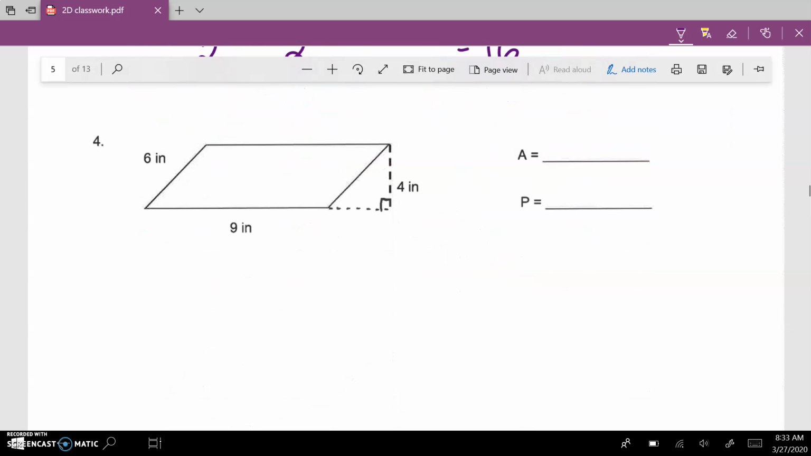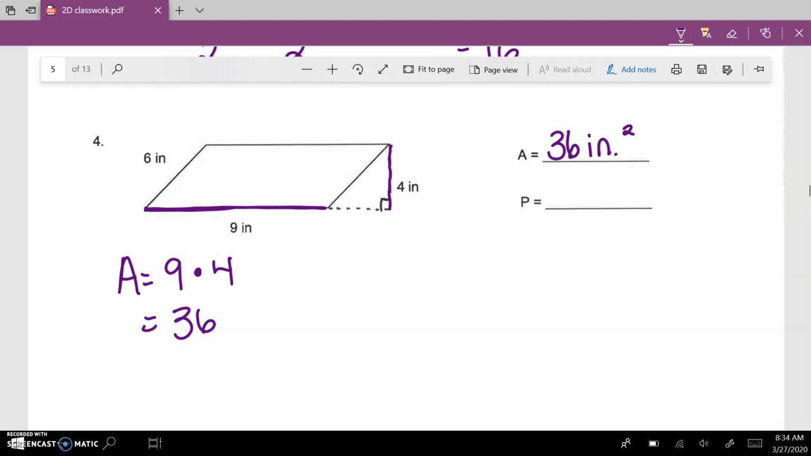All right, and then in the last one here, I've got a parallelogram, so my area is just my base times my height. Here, my base is this bottom part, which is 9. My height, they have drawn in here off to the side on the right, which is 4, so it'd be 9 times 4, which is 36. So my area is 36 square inches.